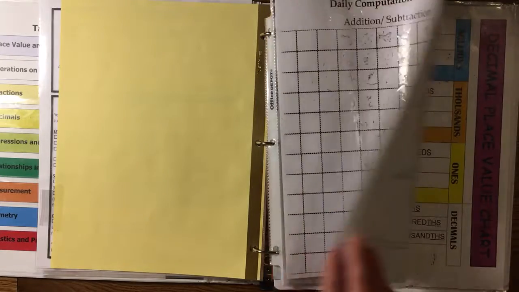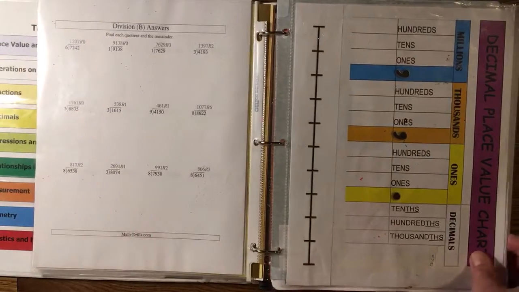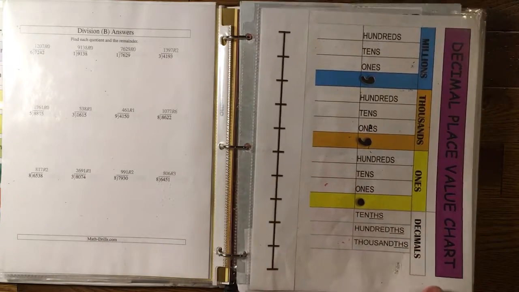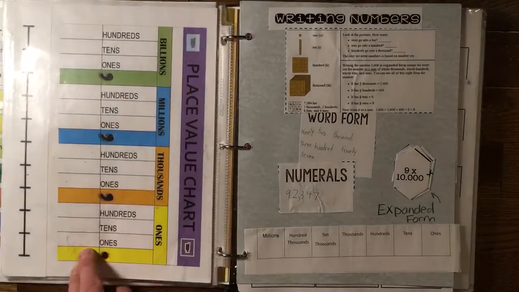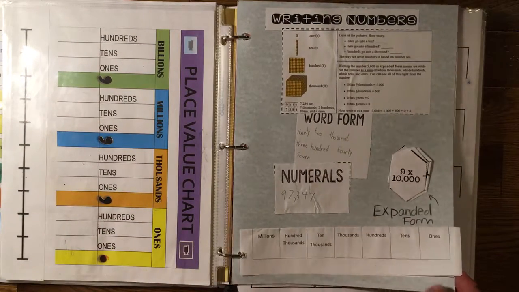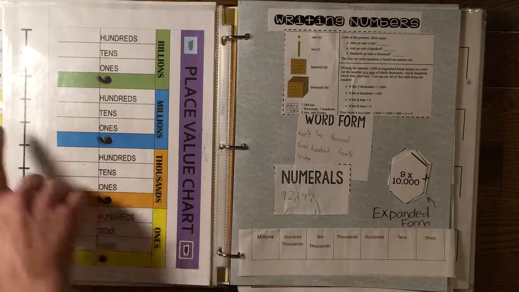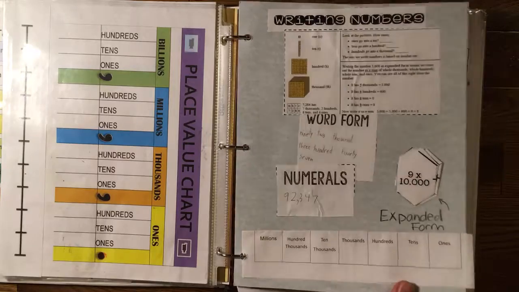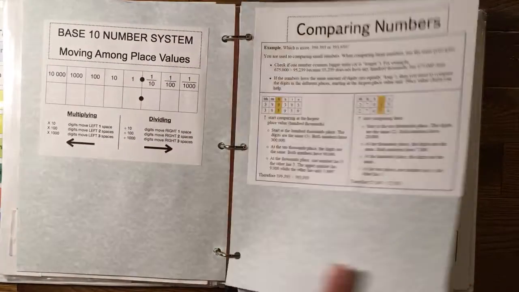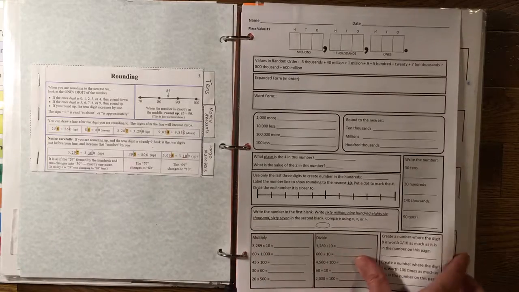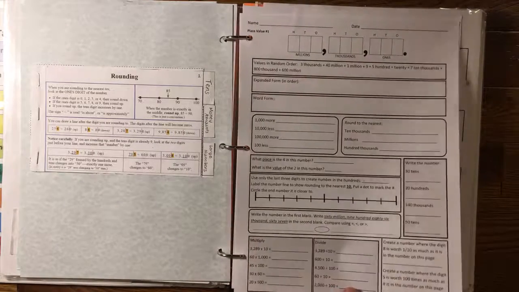There's your computation template with your computation papers. Then we did quite a bit of work with place value. So there's a place value dry erase chart, and then we have the actual pages, again corresponding to the same color that was in the table of contents for place value. So we talked about comparing numbers, rounding, all the information regarding that. It's on these pages.